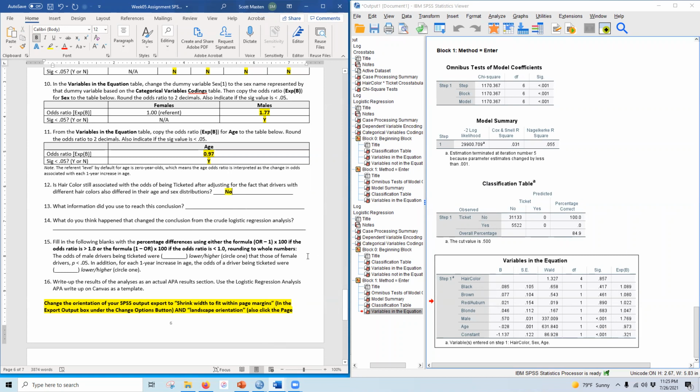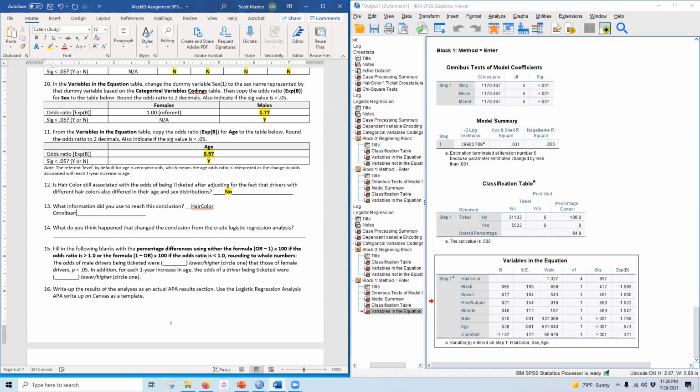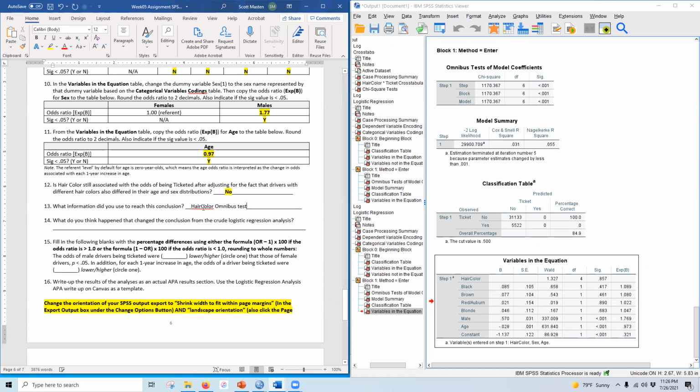So what information did you use to reach that conclusion? Well, there's two ways to answer this. The way I hoped you answered is this omnibus test up here for hair color, the one that has no EXPB. SIG's not less than 0.05. So I was kind of hoping you guys would say hair color omnibus test. That would make your professor very happy if you answered that. But there is another way that works as well.